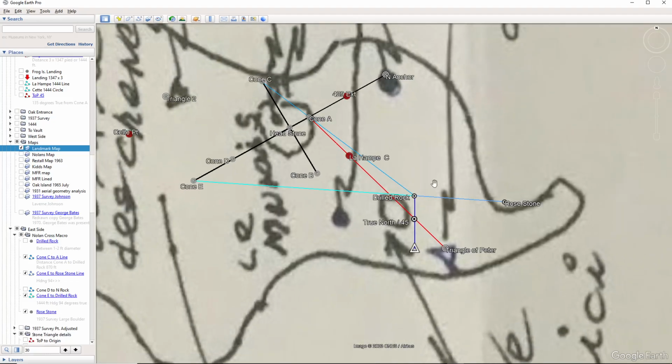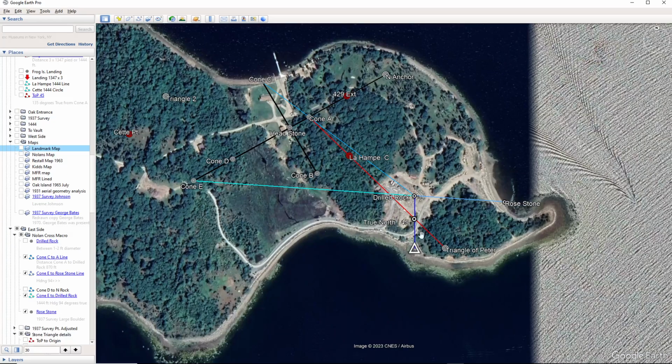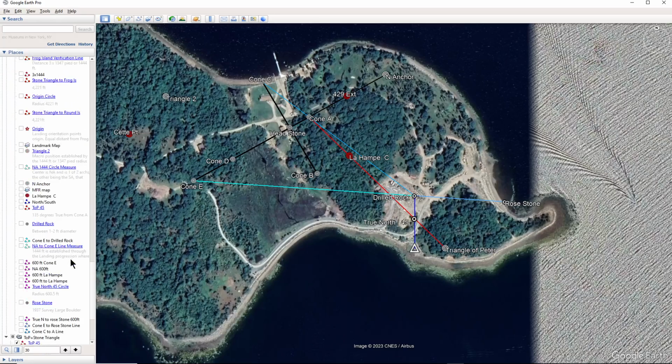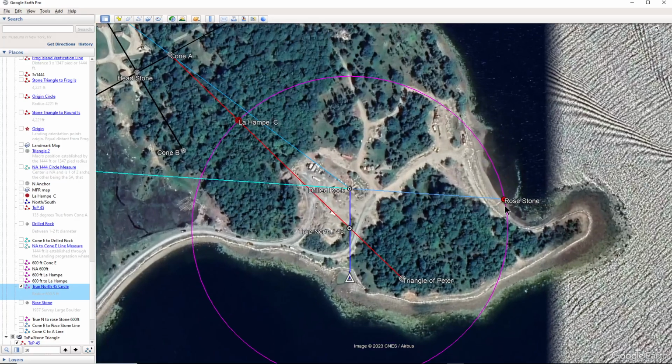Also, this little lightning bolt points up to the north anchor, and you're going to see the association with that in just a minute. So with this intersection of the true north from the stone triangle to the 45-degree angle, we can look at the association with the rose stone, the large boulder here, and L'Hamp. This is a center point, and this is 600 feet. So these are equal distance, 600 feet, one from another. So that's 600 feet, and that is 600 feet.